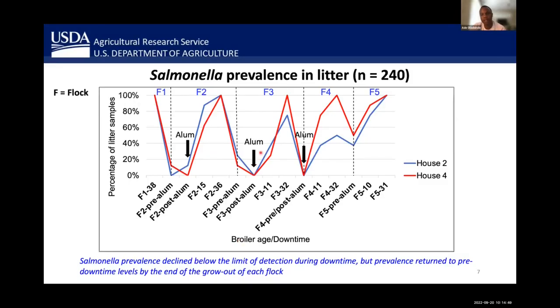And that's what you see throughout, the same cyclical behavior. When you get to flocks three through five, we do see that the prevalence was higher in house four compared to house two. We still have not done much statistical analysis to identify why that is so. But the message is that even with downtime or applying alum, by the time the birds are ready to go to slaughter, prevalence of Salmonella jumps to 100%.